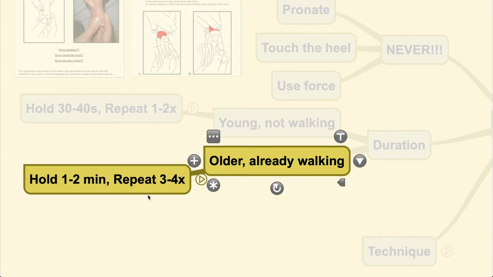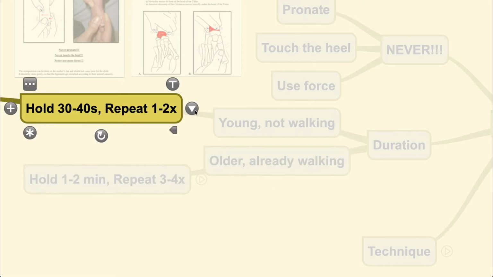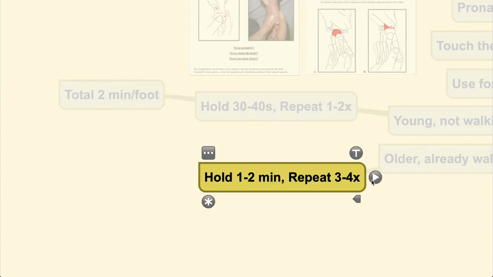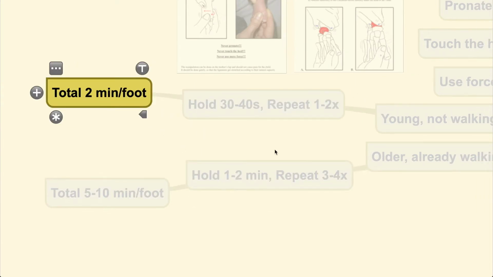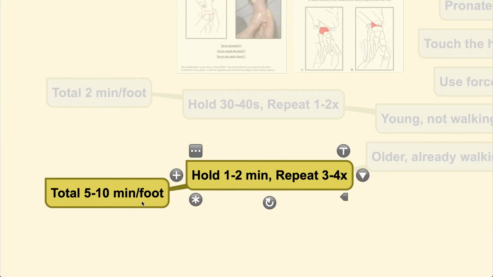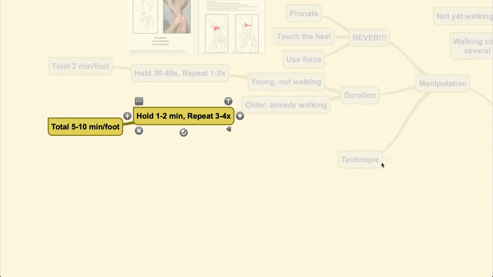For an older patient, you need to hold it longer and repeat it even more frequently, 3 to 4 times at least for each foot. Afterwards, you need at least a time of 2 minutes per foot if the child is not walking, and if the child is already walking, you need at least 5 to 10 minutes for each foot.